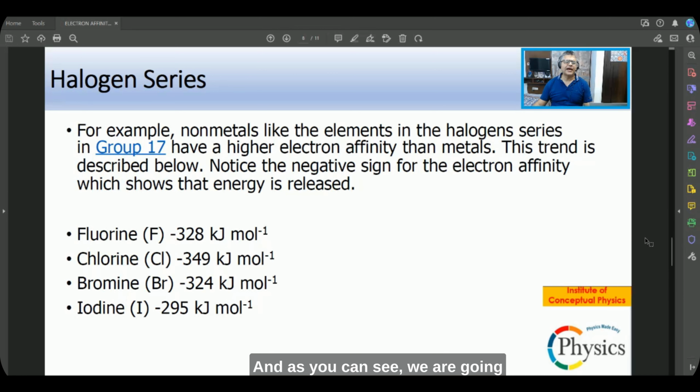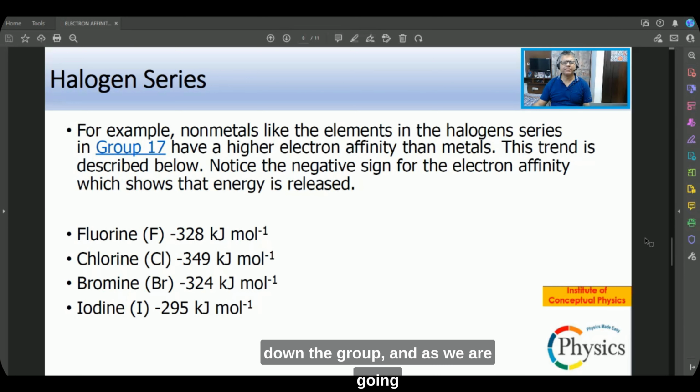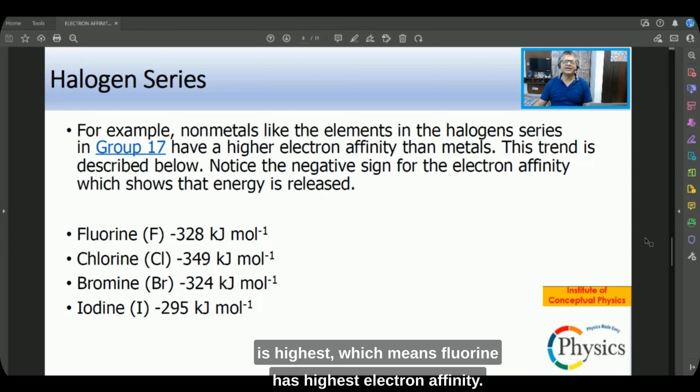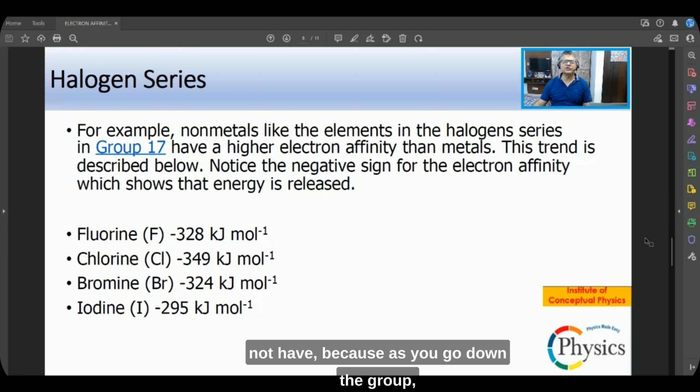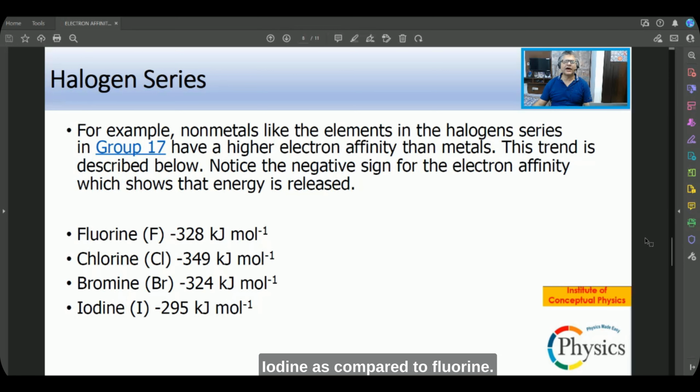All right. And as you can see, as we are going down the group, the electron affinity is decreasing. You can see that at the top of the group, which is the halogen group, the value of negative energy is highest, which means fluorine has the highest electron affinity, and then suddenly chlorine shows an abnormal further increase of the electron affinity. It should not, because as you go down the group, your electron affinity, you can see, is lowest for iodine as compared to fluorine.